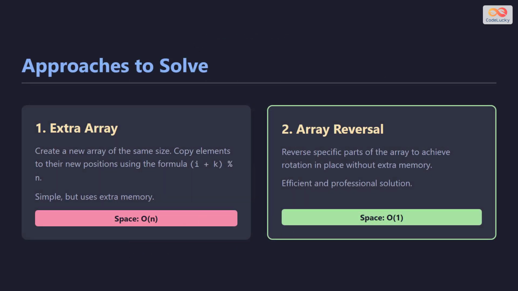There are 2 main ways to solve this. The naive approach is to create a new empty array and place elements in their new positions. However, this uses order n extra space. A better, more professional approach is to modify the array in place using reversal logic, achieving order 1 space complexity.